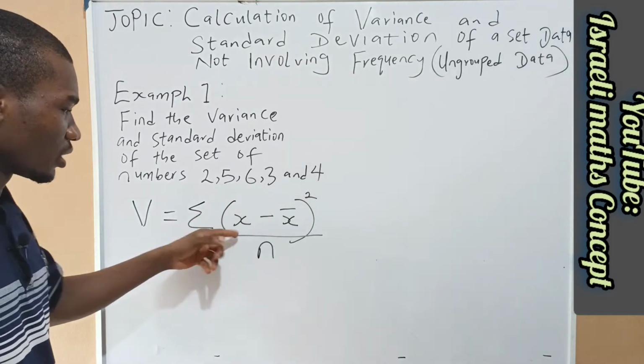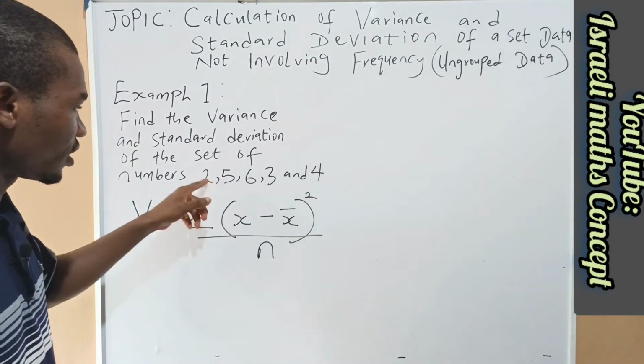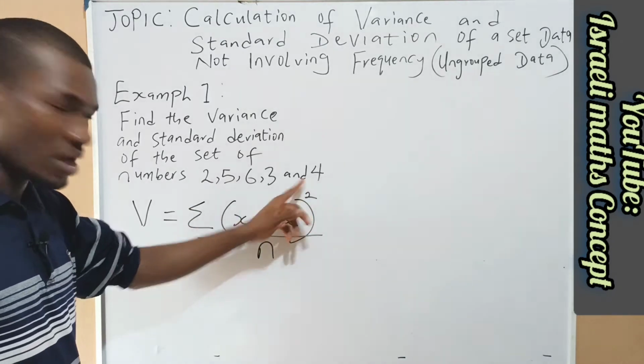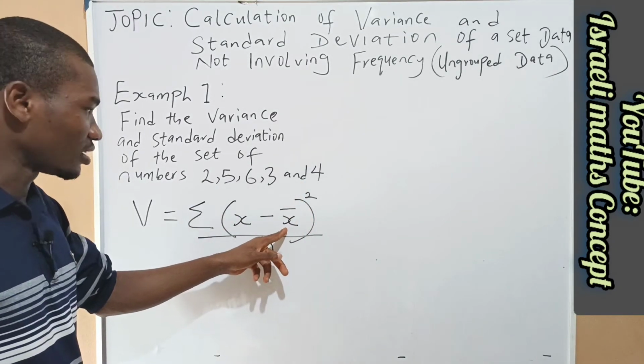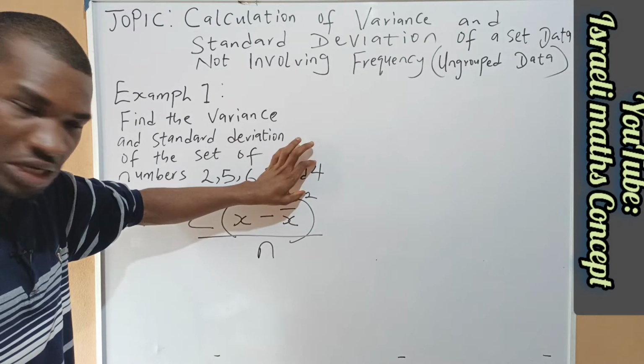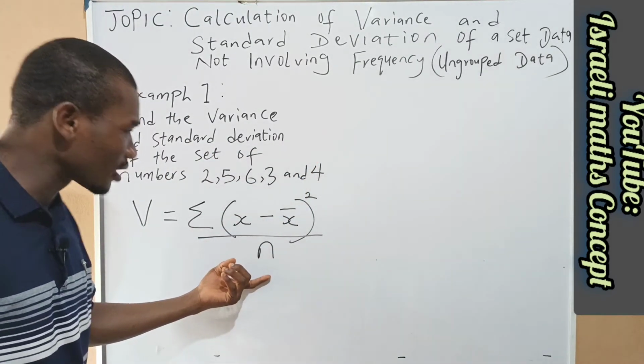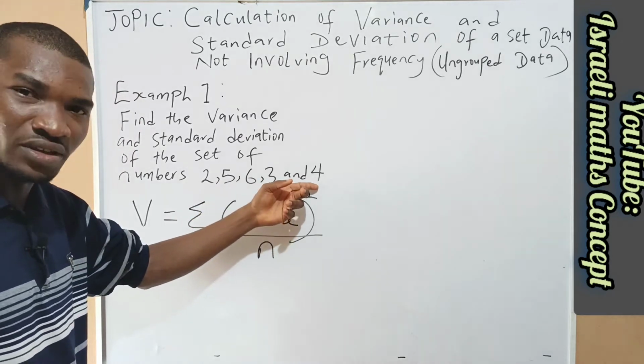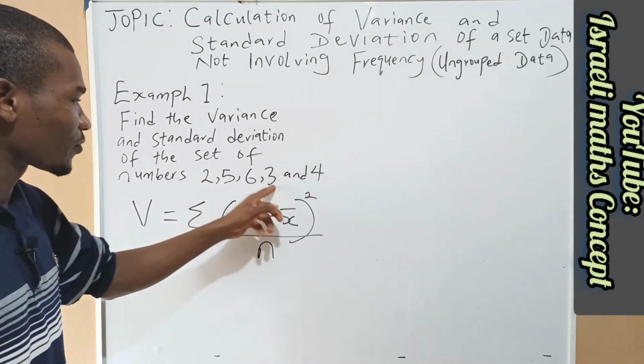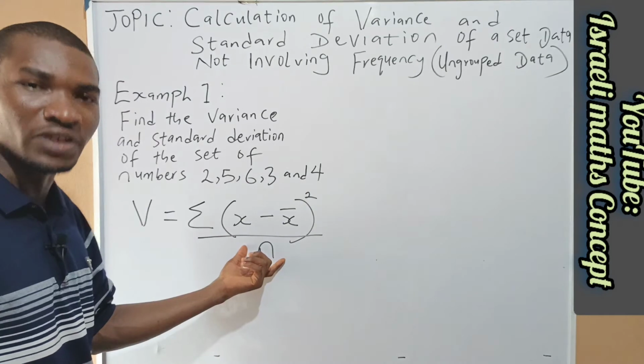And looking at the formula, we have x. X are just the individual scores we have here. Then the bar x simply means the mean of this given set of data. Then the n stands for how many data we have here. Let's count it: 1, 2, 3, 4, 5. That is the meaning of the n.